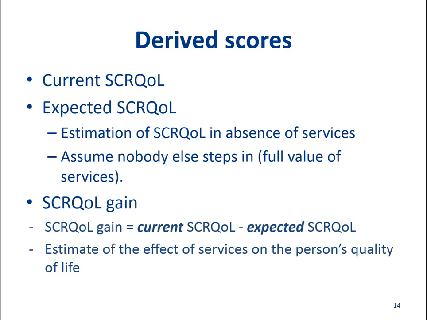So this leaves us with the final point on this slide, which is gain. Gain is the difference between current social care related quality of life and expected social care related quality of life. It enables us to estimate the difference that services are having on the person's life. Not all versions of ASCOT measure expected social care related quality of life. Some only measure current. The next presentation in this webinar series, called Which ASCOT Tool, will touch on this and outline which ASCOT tools actually measure which of these derived scores, or enable you to calculate each of these derived scores. So do take a look at that next presentation if you think you particularly want to look at gain and the expected.